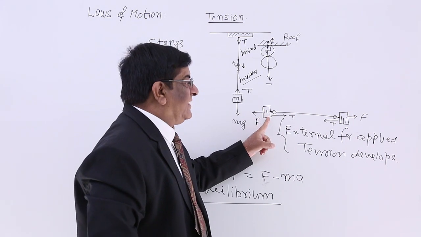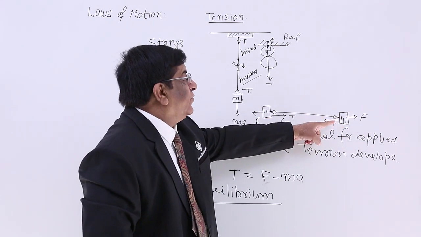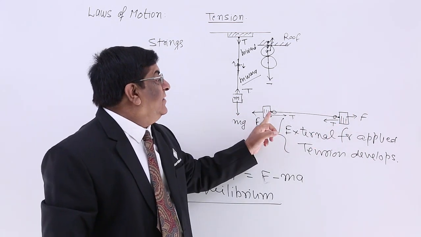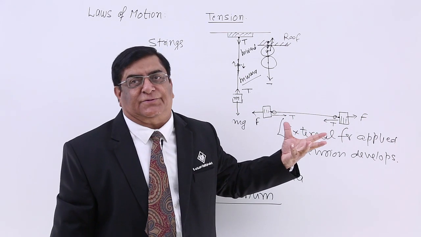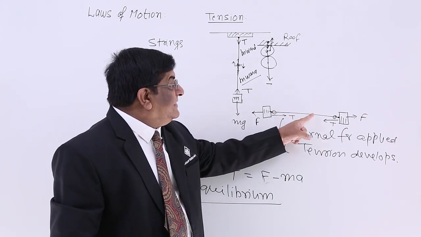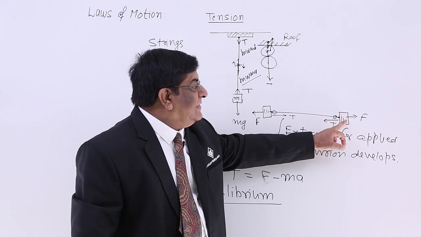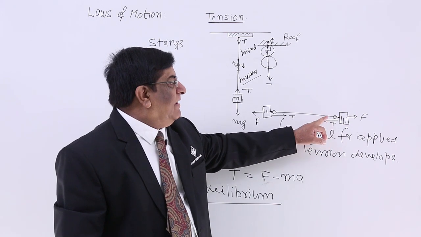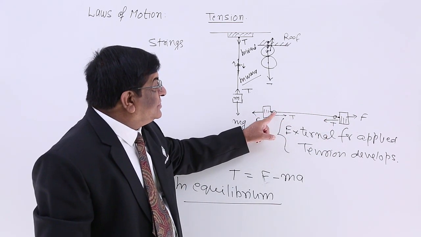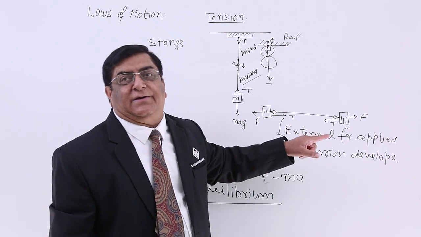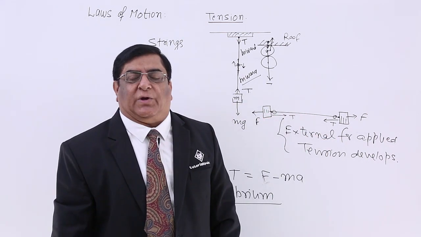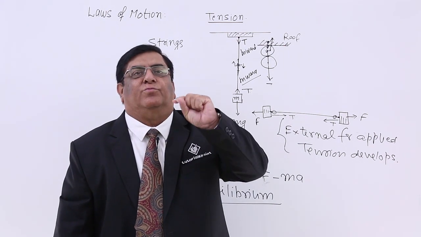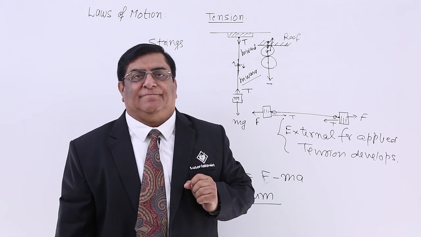So when this person says that this person is applying force on me, pulling me in this direction, I tell him this person is not in your contact. How is he applying the force? So he says there is a string. So this person has applied force F. Because of it, a tension is developed here, and it is this tension of the string which is applying force on it. This is how we analyze it. So this is how the tension is developed.